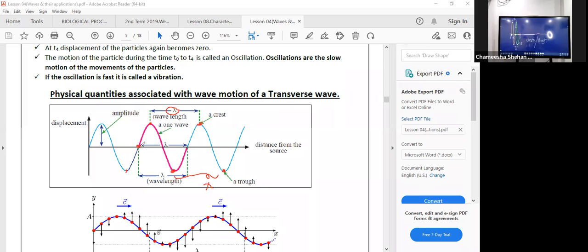The particle at zero displacement position, and another particle at zero displacement position. The length between those two, we call it as wavelength. Highlight all three. Then it's a very clear and complete note, right? The distance between two consecutive crests is the wavelength, okay, one. The distance between two consecutive troughs is the wavelength, okay, the second one.